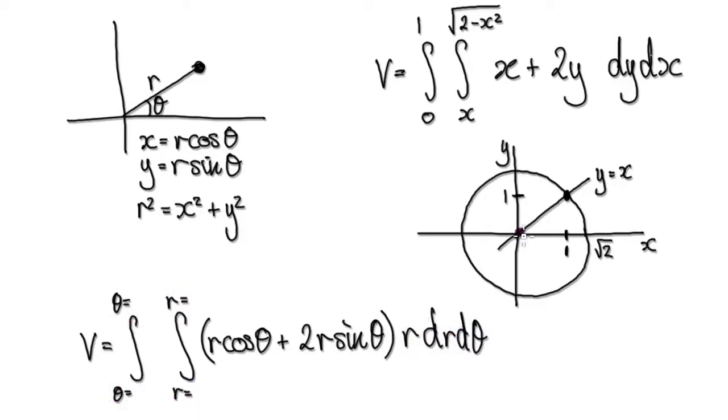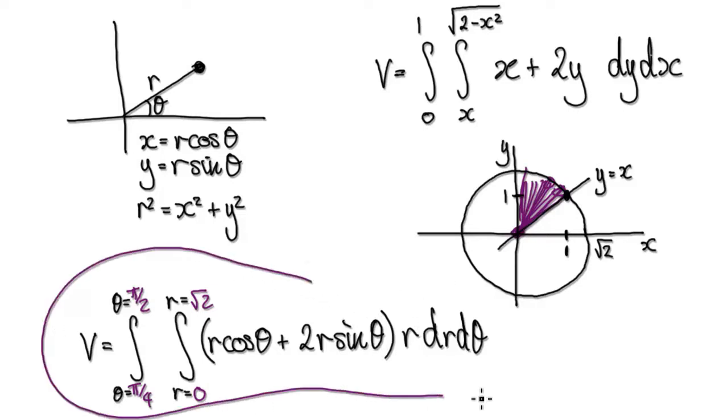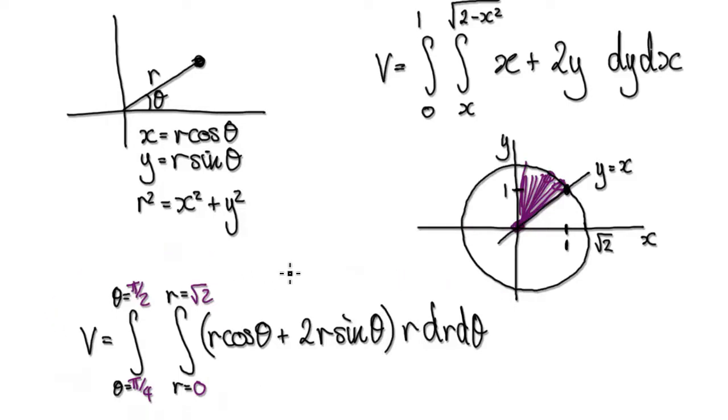And you're moving from a radius of 0 to a radius of root 2. And then in terms of the angle, you're scanning from an angle of 45 degrees to an angle of 90 degrees. So you're scanning an angle of 45 degrees, which is pi over 4, to an angle of 90 degrees, which is pi over 2. So in polar form, it's this whole thing here. Now it's just a matter of integrating that.